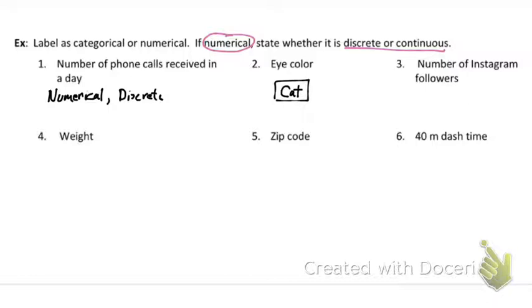All right, number of Instagram followers. Numerical or categorical? It is numerical. Well, if it's numerical, then we have to decide. Let's just put num. Is it going to be discrete or continuous? Discrete. It is also discrete. Let's put num disc. Weight, numerical or categorical? Anna? Numerical. Is it discrete or is it continuous most of the time? It is usually continuous.